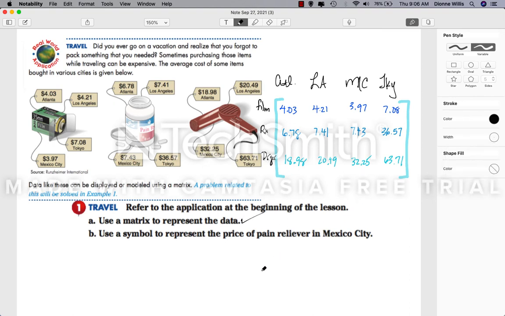So that's the first part of the question. The next thing that we're asked to do is to use a symbol to represent the price of pain reliever in Mexico City. So we see the pain reliever is here, Mexico City is here. And so what we want to do here is talk about the element. So if I called all of the elements A, but now I need to consider where its location is. So the location is at row 2, column 3. And so I'm going to put A23 here to represent that specific location.